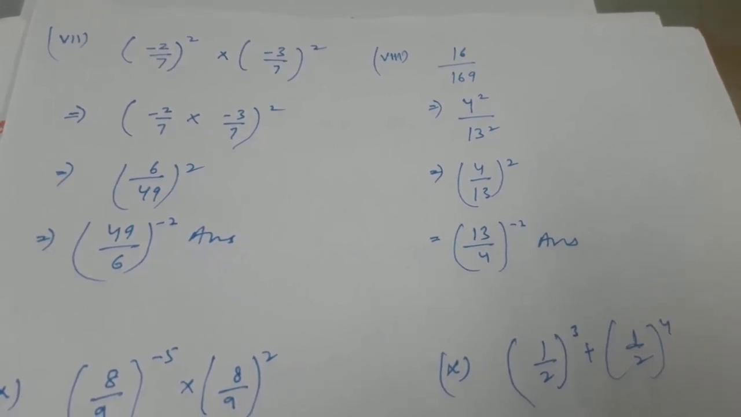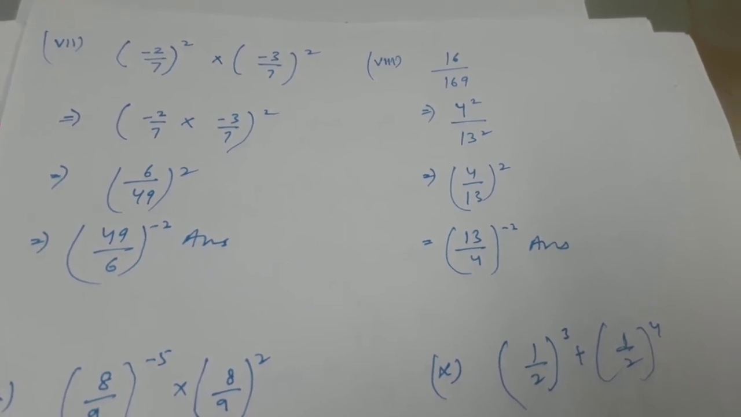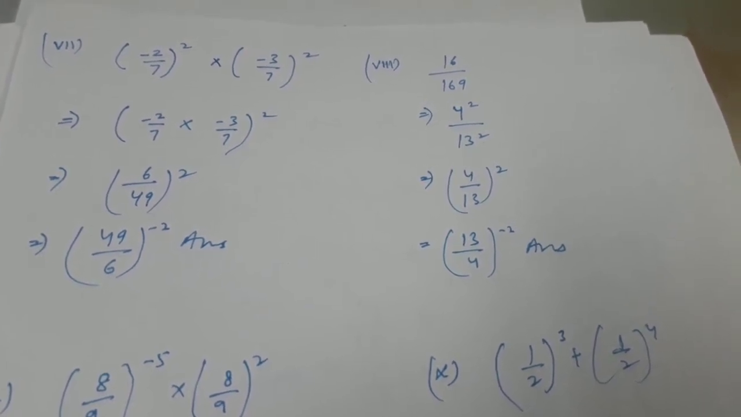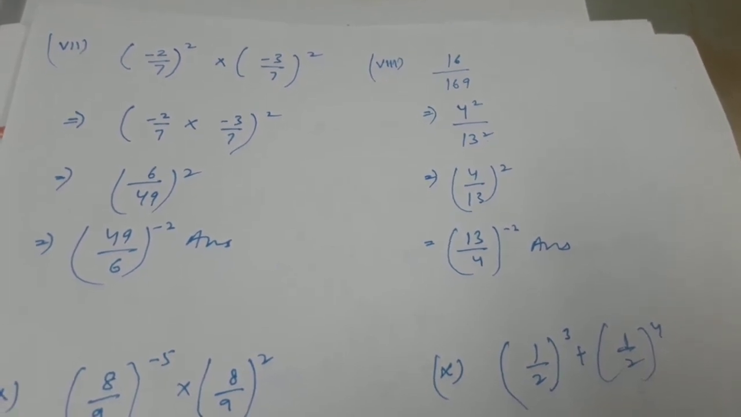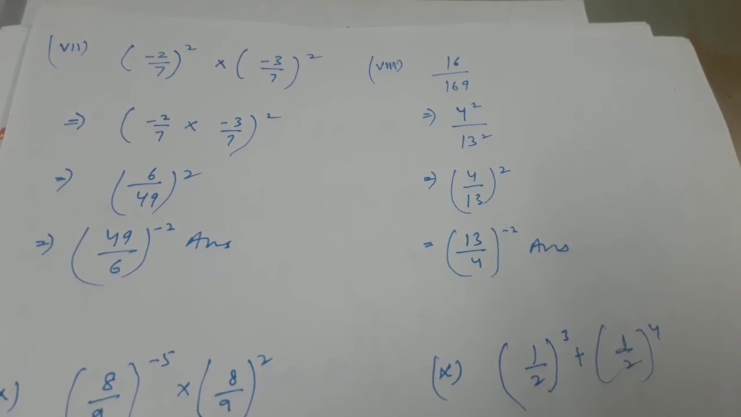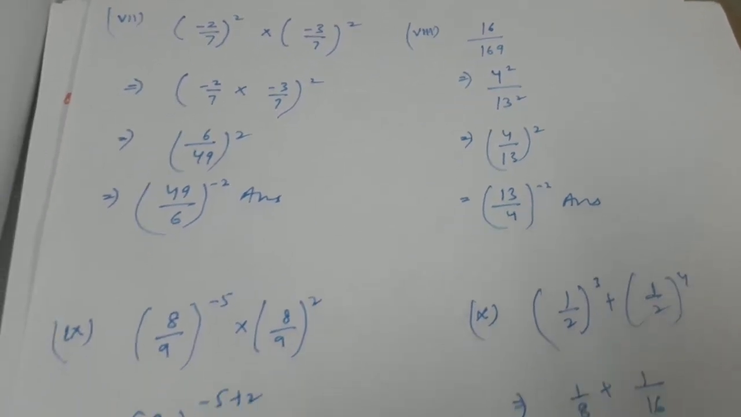In the eighth part, 16 by 169 is given. So 16 can be written as 4 raised to the power 2 and 169 can be written as 13 raised to the power 2, which would be equal to 4 by 13 whole raised to the power 2, that is 13 by 4 raised to the power minus 2.